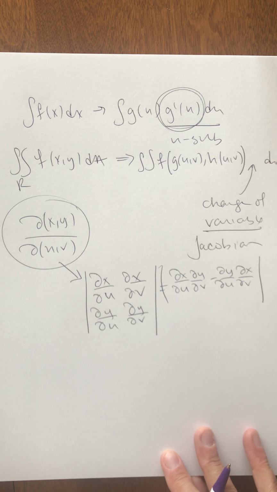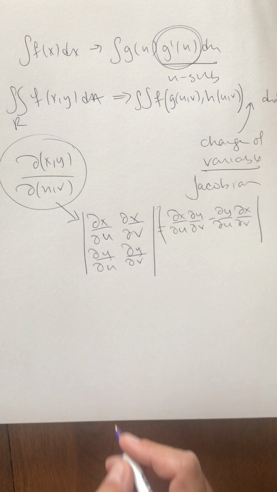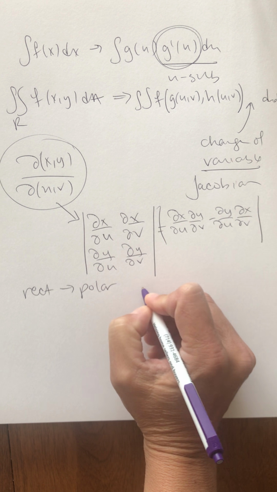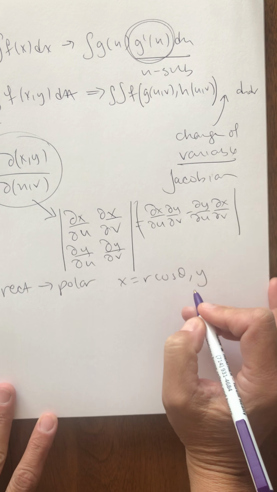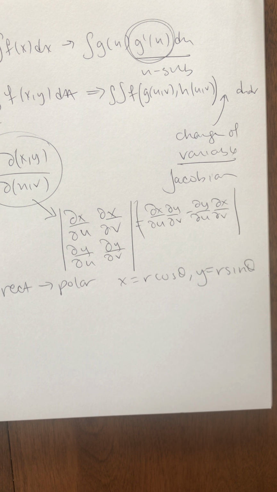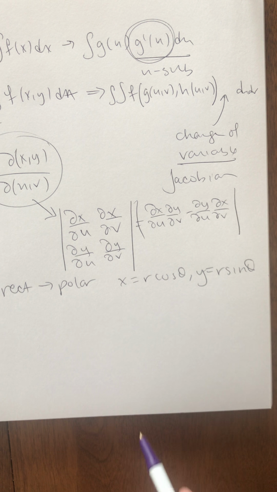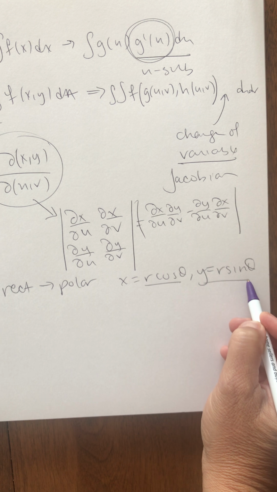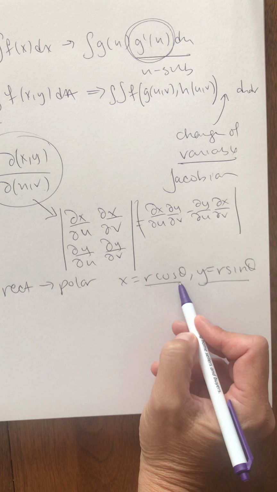And even though this looks really scary, it's pretty straightforward. So the one example I wanted to show you is we know that when we're going from rectangular to polar, x is r cosine theta, y, let me see this, is r sine theta. So if I want to do a change of variables from x and y to r and theta, notice that x is now a function of two variables and y is a function of two variables. So if we look at our Jacobian, instead of using u and v, I can think of my u and v as being r and theta.